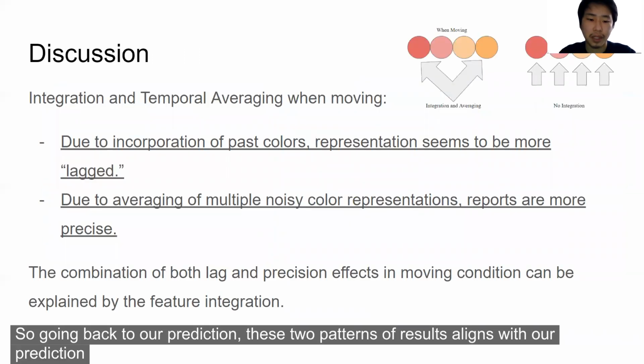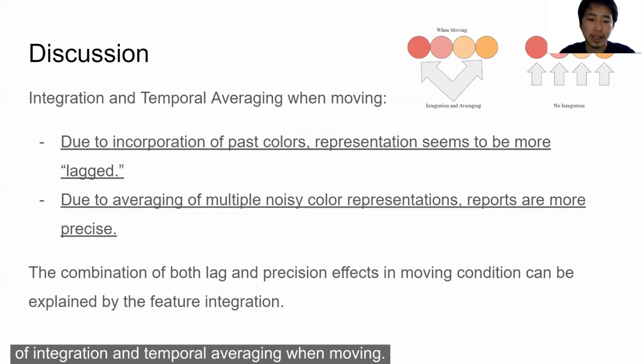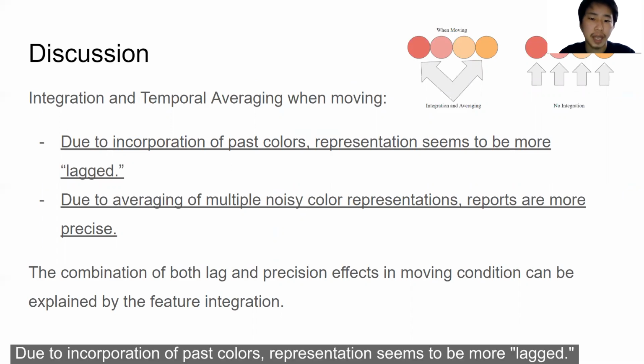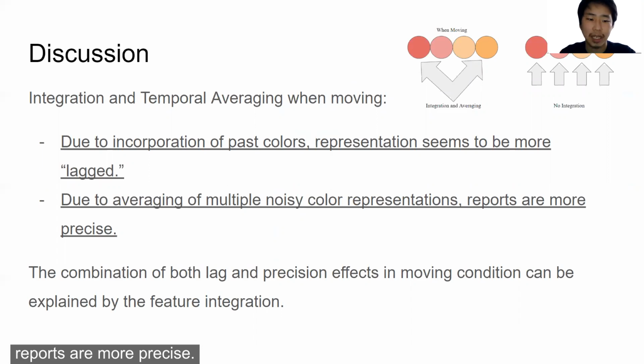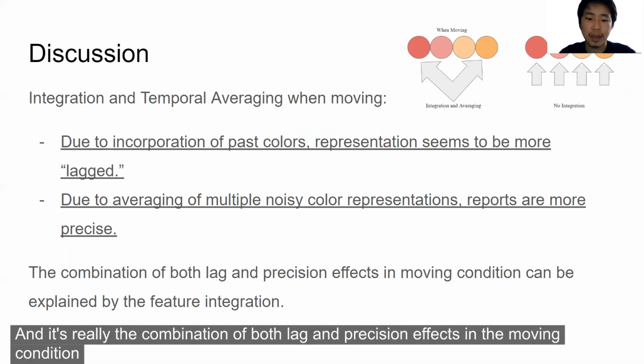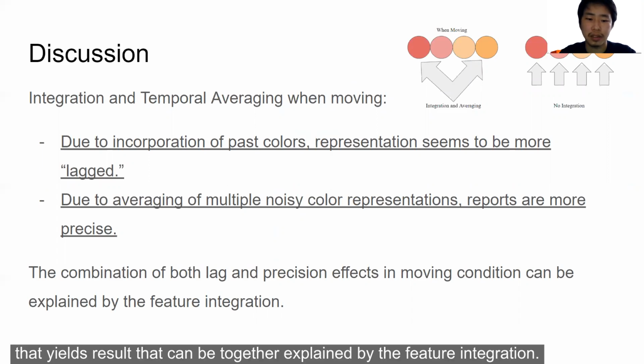So going back to our prediction, these two patterns of results align with our prediction of integration and temporal averaging when moving. Due to incorporation of past colors, representations seem to be more lagged, but also due to averaging of multiple noisy color representations, reports are more precise. And it's really the combination of both lag and precision effects in the moving condition that yields results that can be together explained by the feature integration.